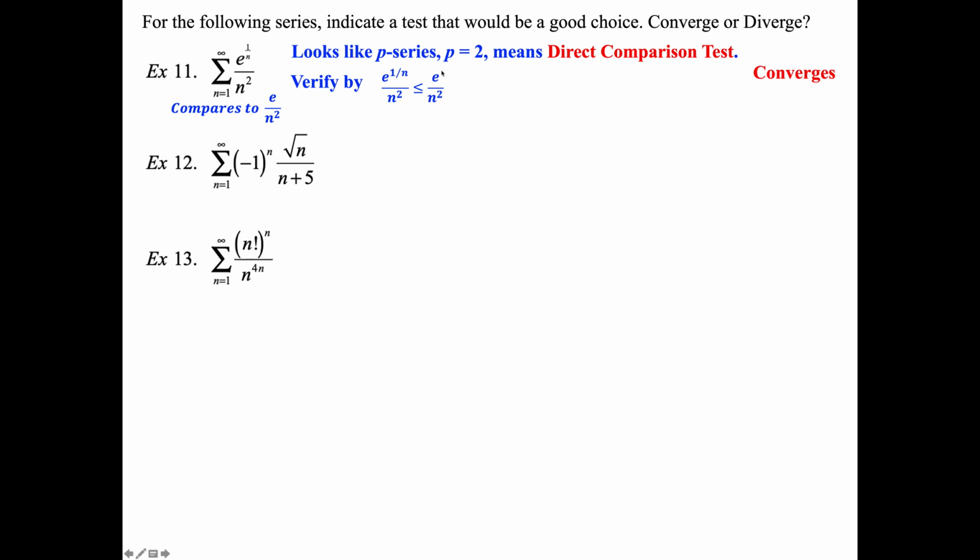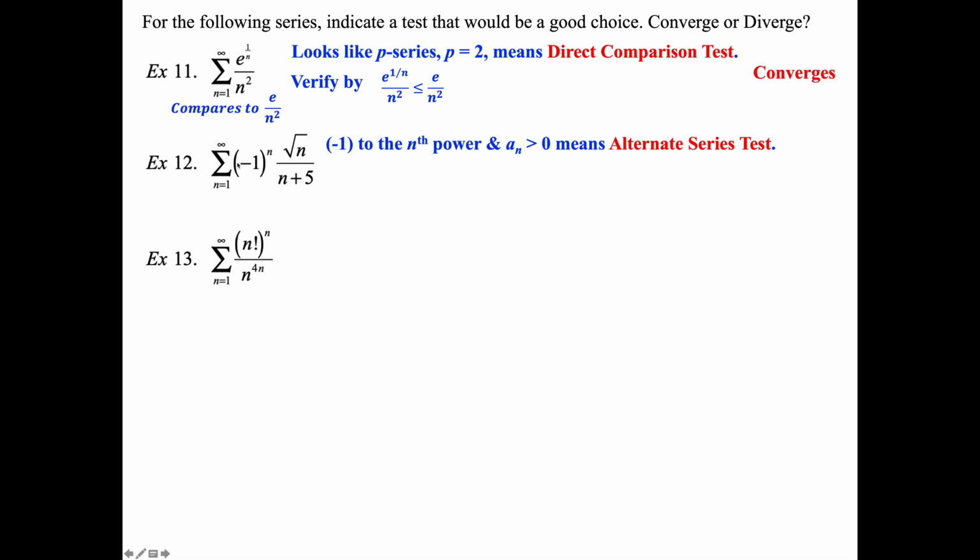So to verify this with my comparison test, e to the 1 over n over n squared is less than or equal to e over n squared. You can cancel these out, and you can see e is definitely going to be bigger than e to 1 over n. Again, this is going to be e at first, and then it's going to be e to the 1/2, e to the 1/3, e to the 1/4, and it's always going to be smaller than e to the first. So that verifies it, and we converge.